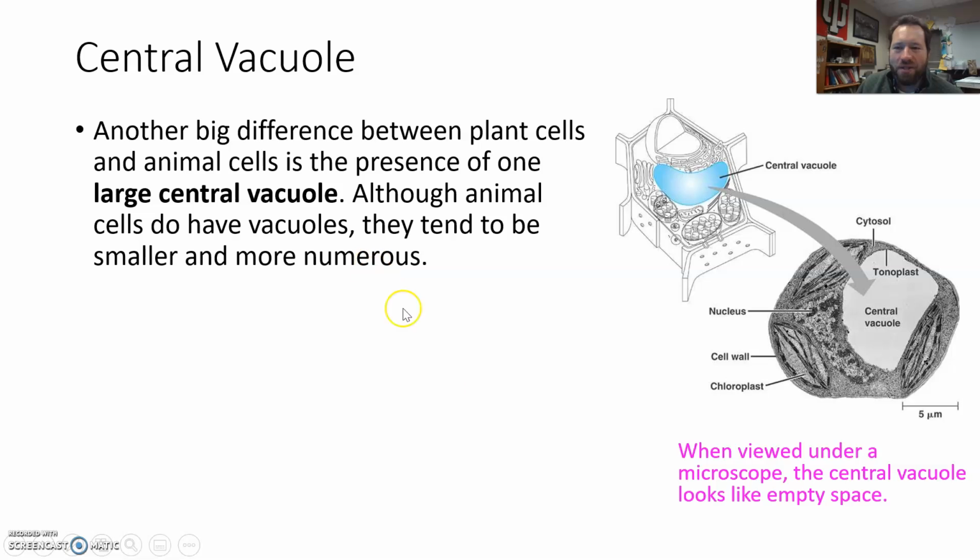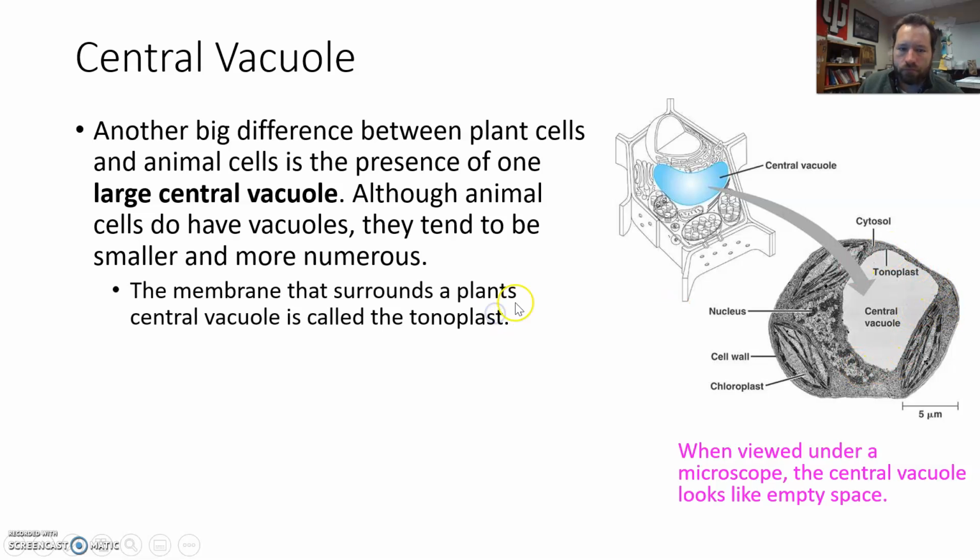Next up, kind of unique to plant cells, is a large central vacuole. So animal cells have vacuoles too, but our vacuoles tend to have a lot of them, and they're much smaller, whereas plants usually have just one large central vacuole, almost like a big lake here. If you look at it through the microscope, it kind of looks like nothing at all. The membrane on that large vacuole is called the tonoplast.